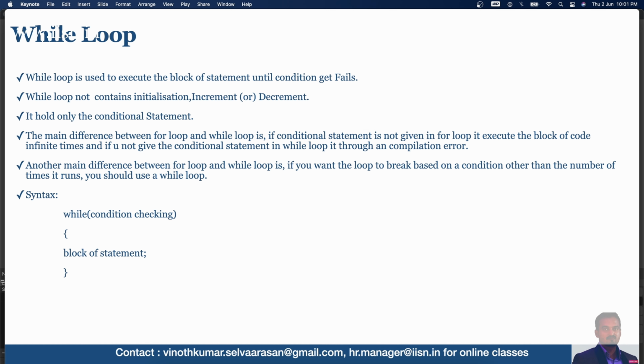Now the next topic is the while loop. A while loop is used to execute a block of statements until the condition fails. It is the same as the for loop, but in the while loop you don't have the initialization or increment statement; it holds only the conditional statement. The main difference between the for loop and while loop is that if the conditional statement is not given in a for loop, it executes the block of code infinite times, and if you don't give the condition in a while loop, it throws a compilation error.